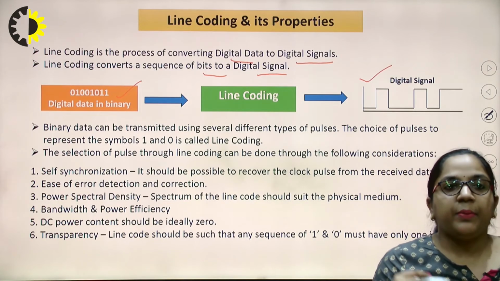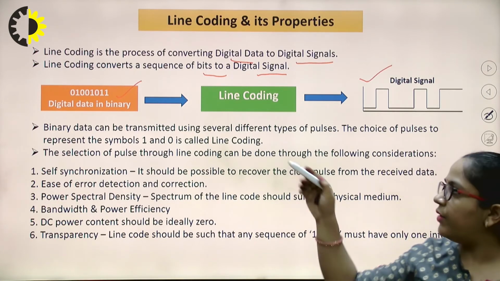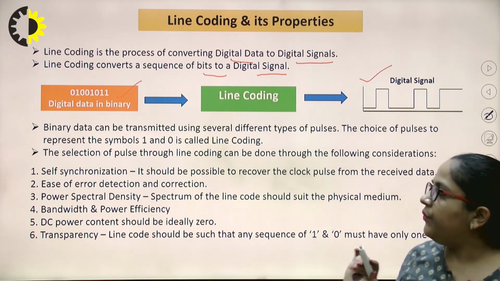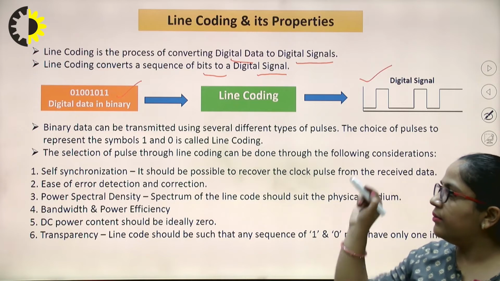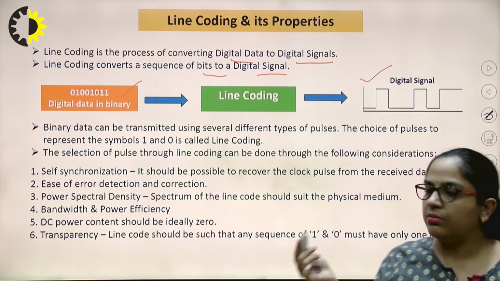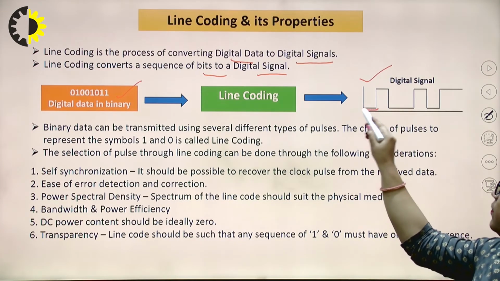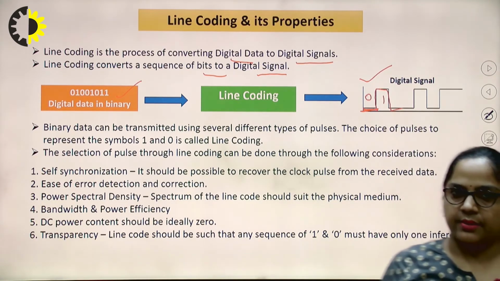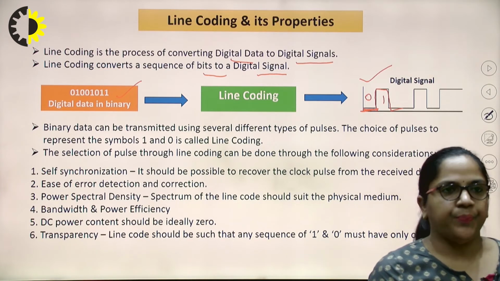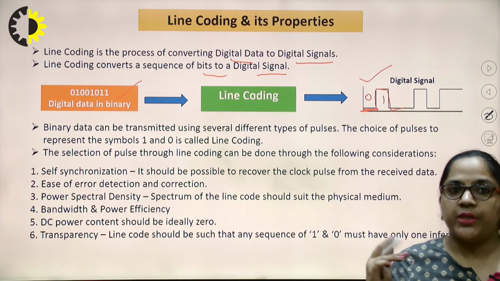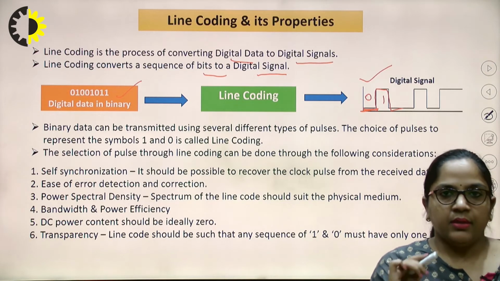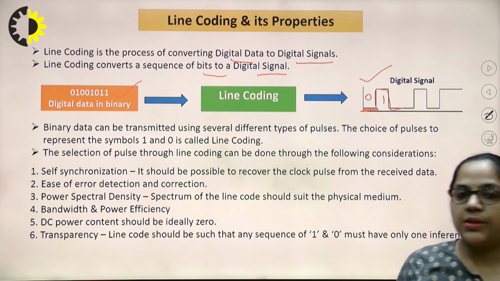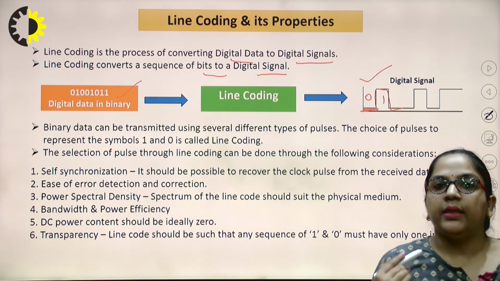Binary data can be transmitted using several different types of pulses. This is just one representation. Generally, we represent the 1 with a square waveform, and 0 with this kind of waveform or pulse. This is our general representation. So binary data can be transmitted using several different types of pulses. The choice of pulse to represent the symbols 1 and 0 is called line coding technique.